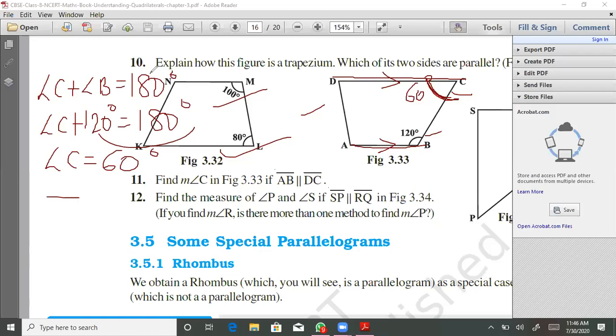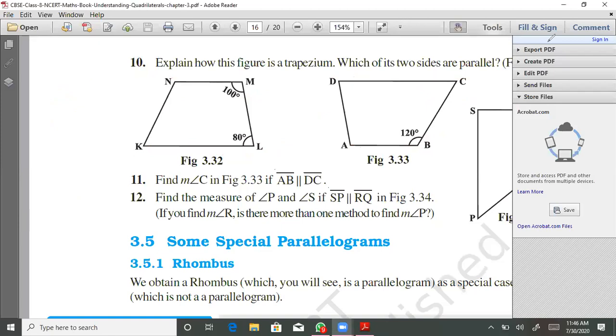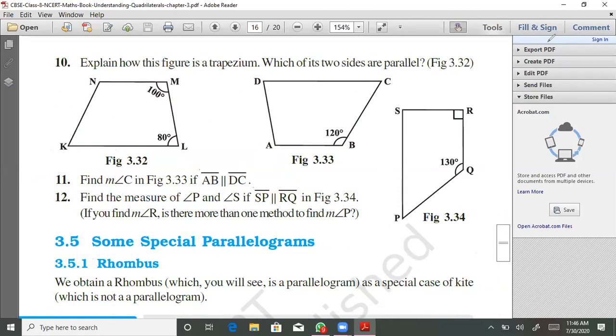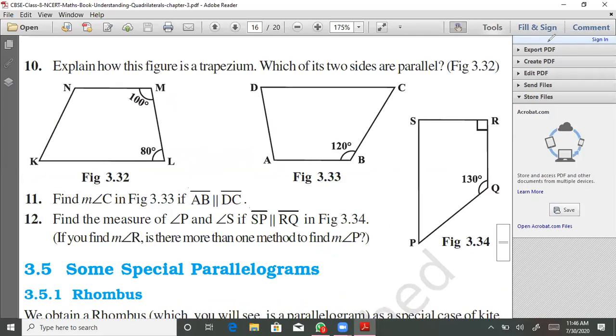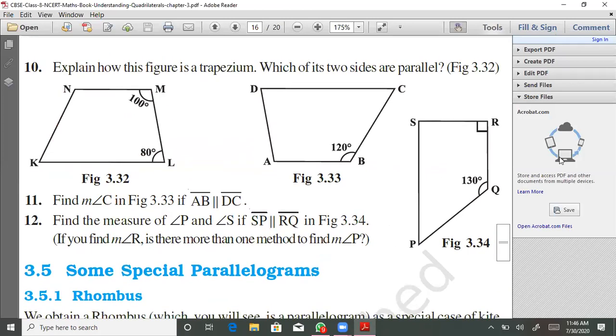So this was question number 11. Let's move to the next question now. Find the measure of angles P and S here, if SP is parallel to RQ in this figure 3.34, right? You are to find out the measure of angles P and S. Okay, it's simple to find the same.